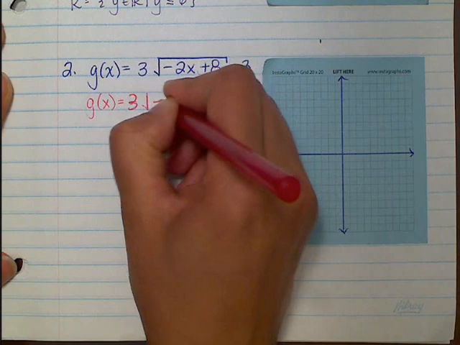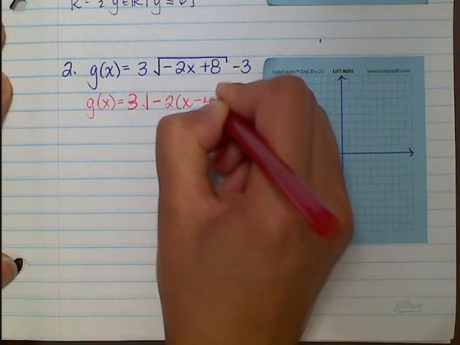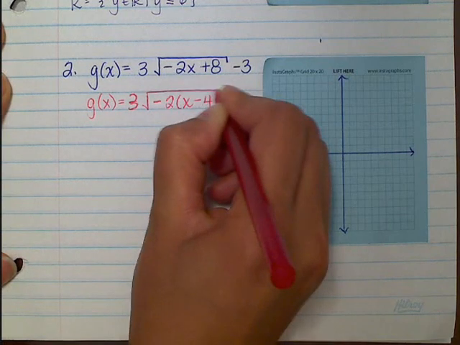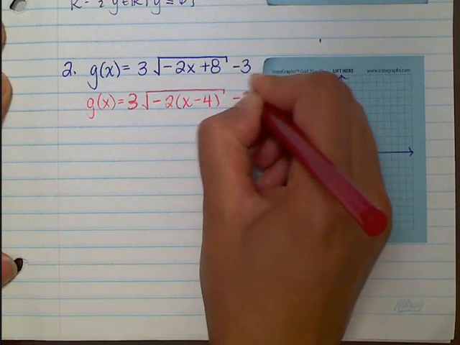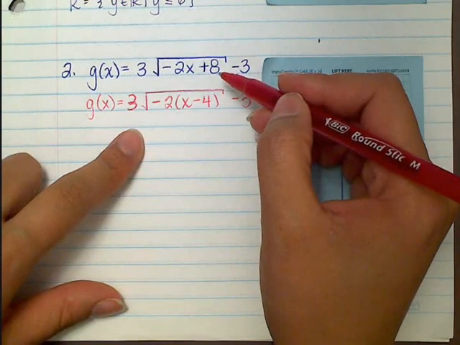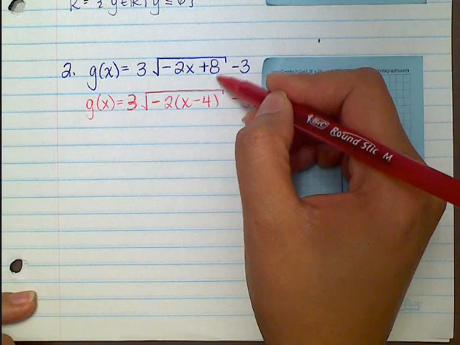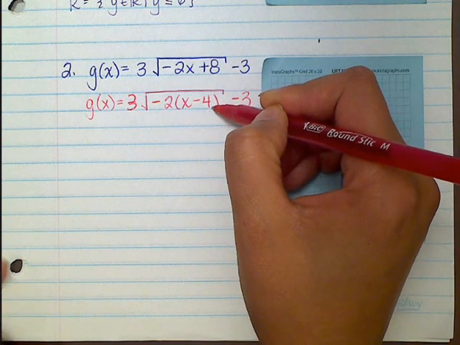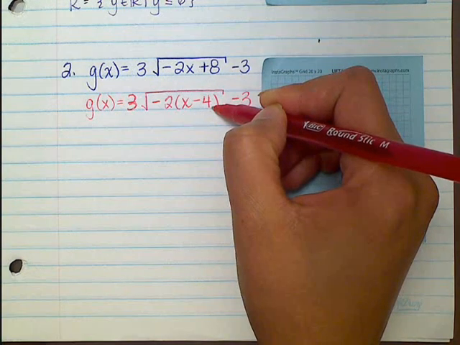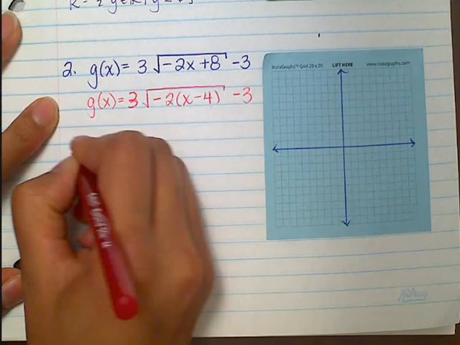So the first thing I'm going to do is factor out the negative 2. And so what I'd be left with is x minus 4 inside the brackets. And the reason why this is so important is because if you don't have it in factored form, then although your stretch or your compression is going to be fine, your shift left or right is not actually going to be the same. So you want to make sure that it's in the factored form so that you can see what each of the transformations are.